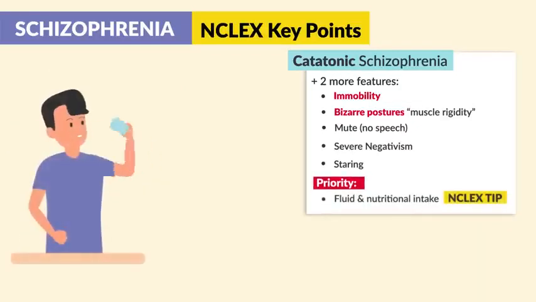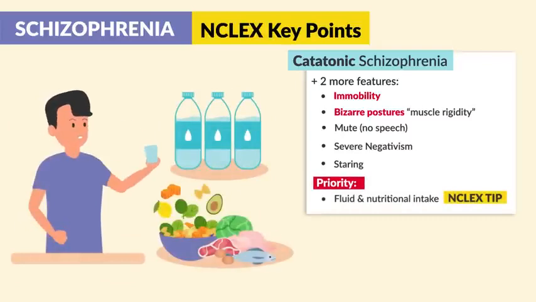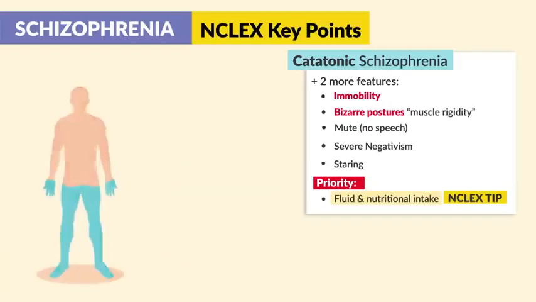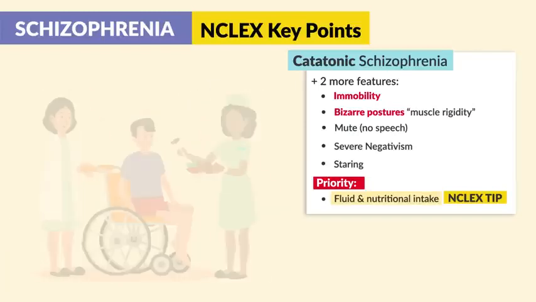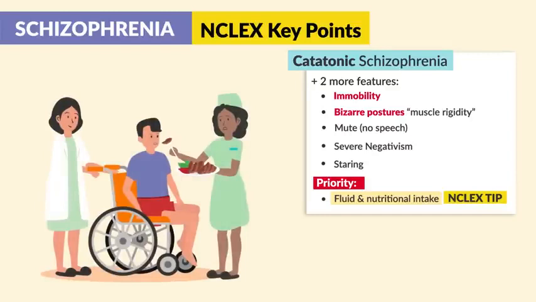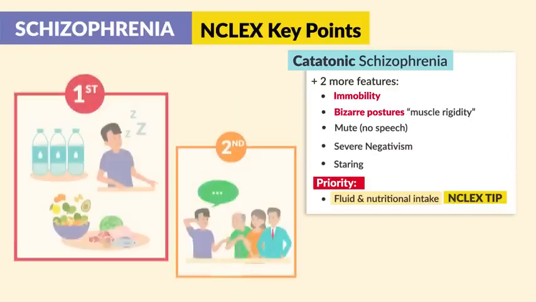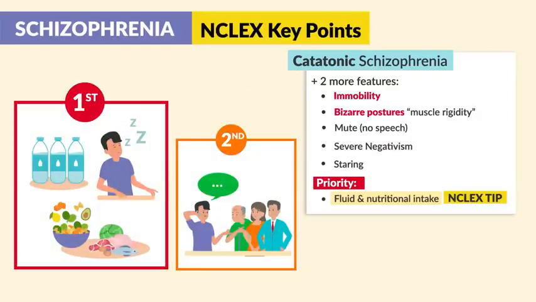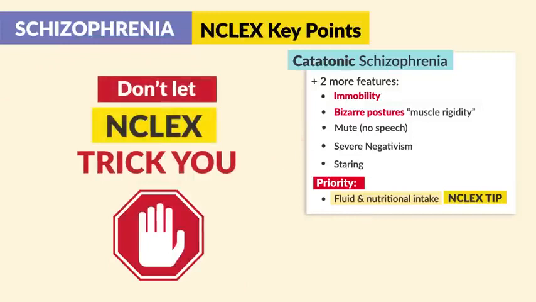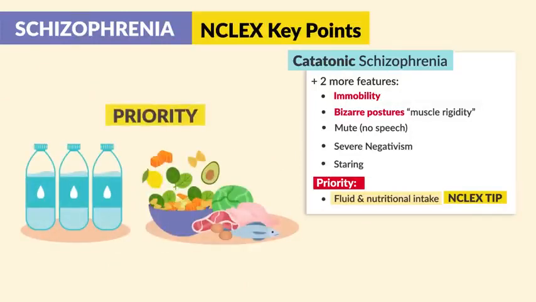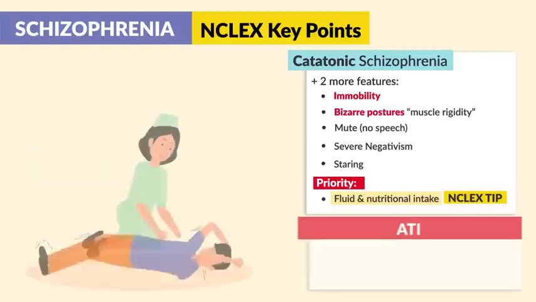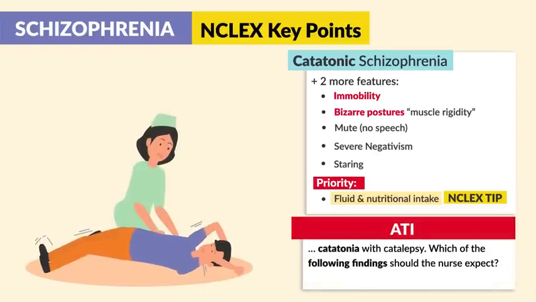Now the priority here is fluid and nutritional intake. Huge NCLEX tip, as these clients are at high risk for dehydration and malnutrition. Some clients even need total body care due to the lack of mobility. Now, physiological needs always take priority over social and even psychiatric needs, like verbal communication. So don't let the NCLEX trick you here. Fluid and nutritional intake are priority, since it follows Maslow's hierarchy of needs. So ATI mentions catatonia with catalepsy.